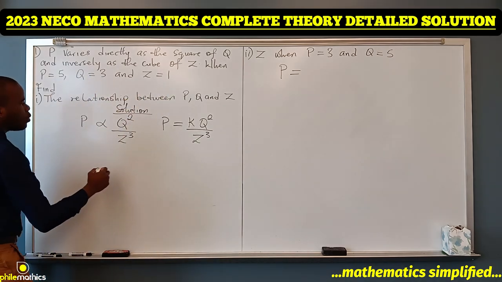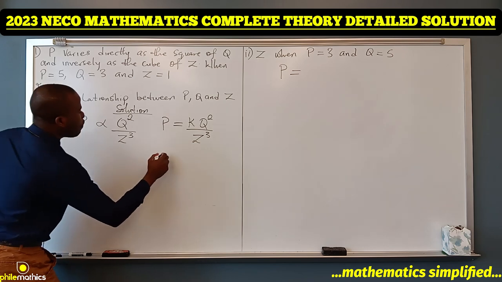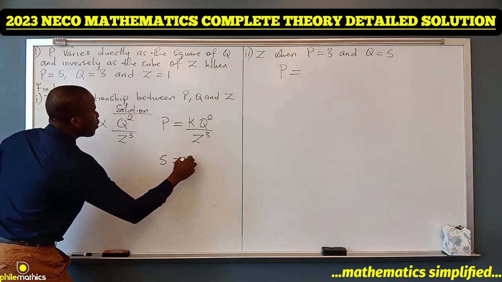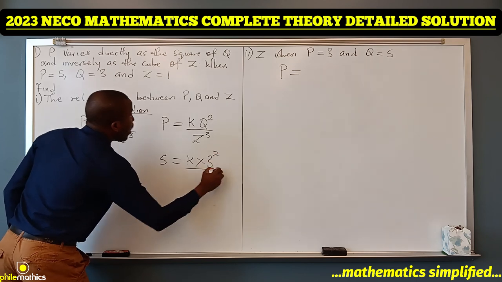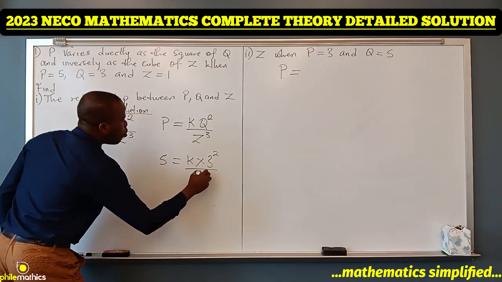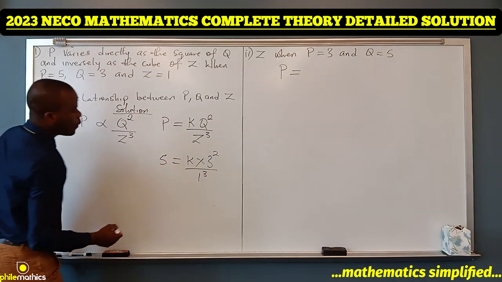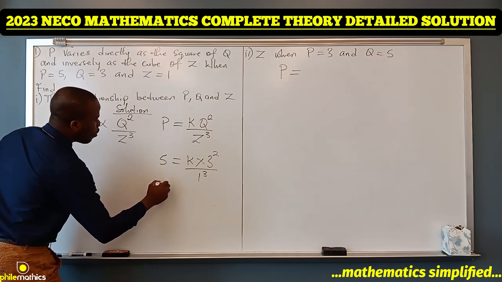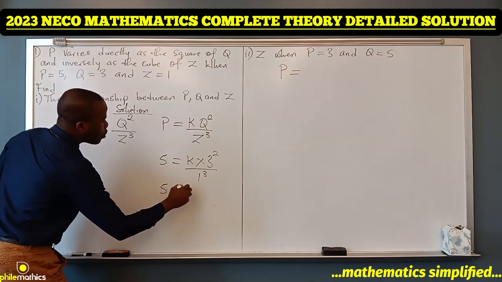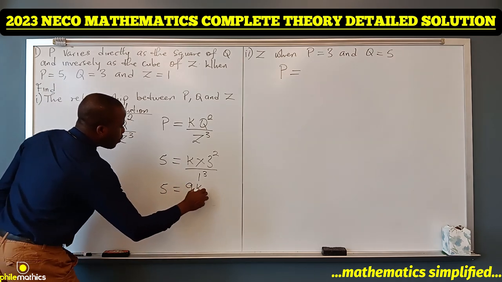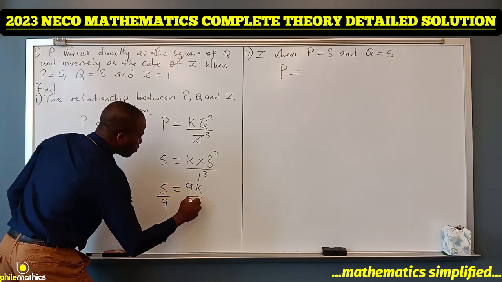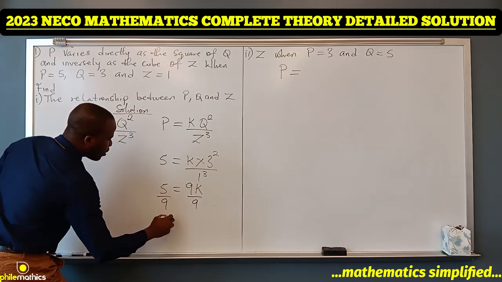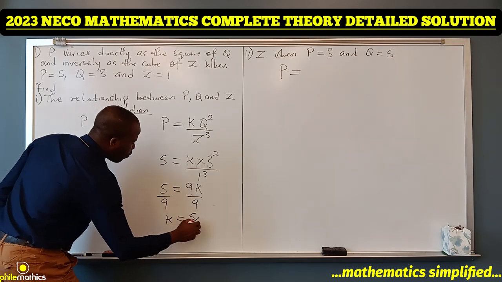So if we do that, we'll have P is 5, K times Q is 3 square and Z is 1 cube. 1 cube is 1. And so we have 5 equals 9K. And to find what K is, if we divide both sides by 9, we'll find that K is 5 over 9.